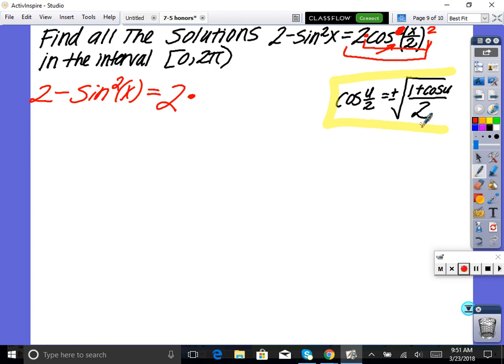It says find all the solutions on the interval from 0 to 2 pi. So isn't cosine on that interval positive and negative? Aren't cosines positive and negative?